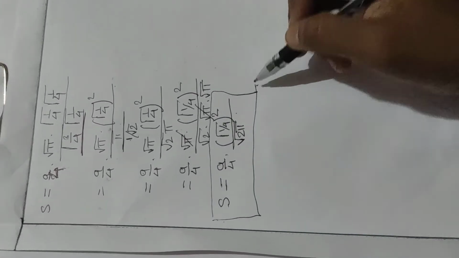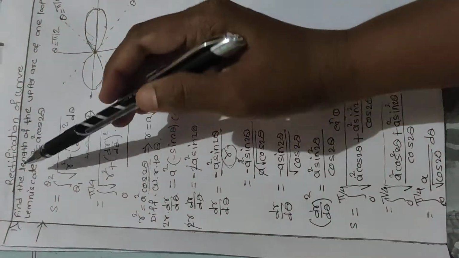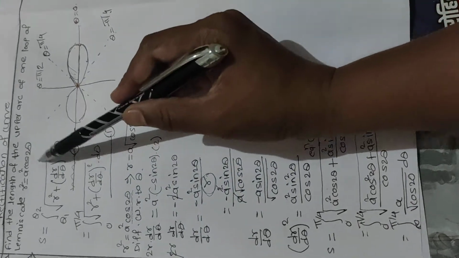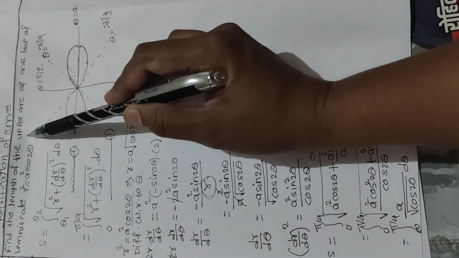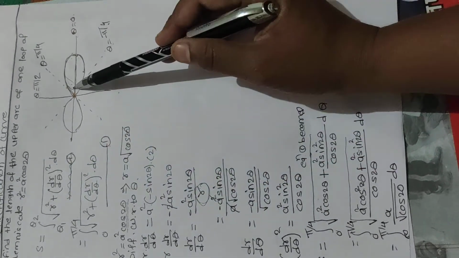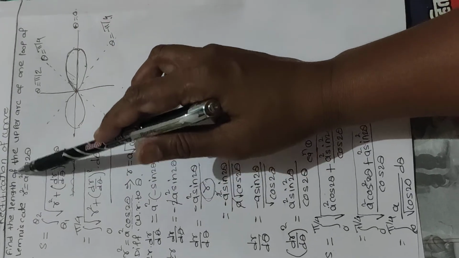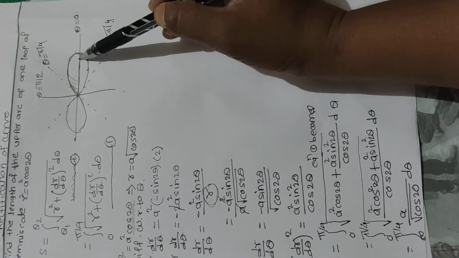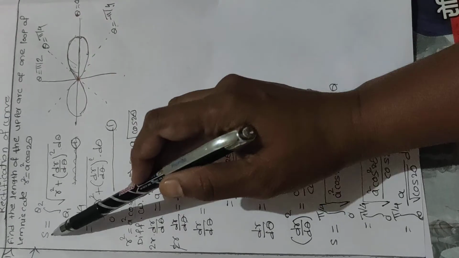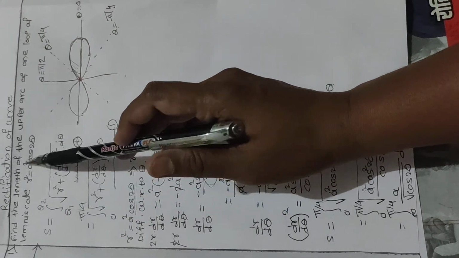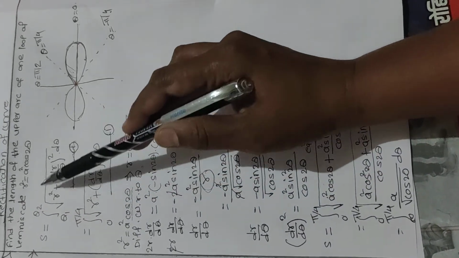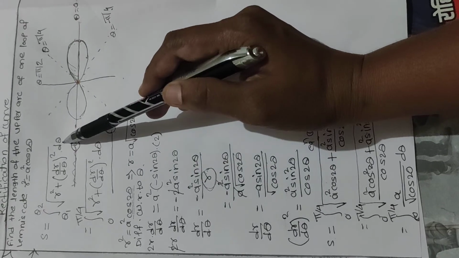See, again I will repeat how to solve this question. The question is: find the length of the upper arc of one loop of the lemniscate squared. So first we have to trace the curve by using the rules of polar curves. After that, our question is the length of the upper arc of one loop, so we have to find the length of this loop's upper arc. So how to find this? We have to use the result for the polar curve: s equals integral from theta 1 to theta 2 of the square root of r square plus dr by d theta square, with respect to d theta.